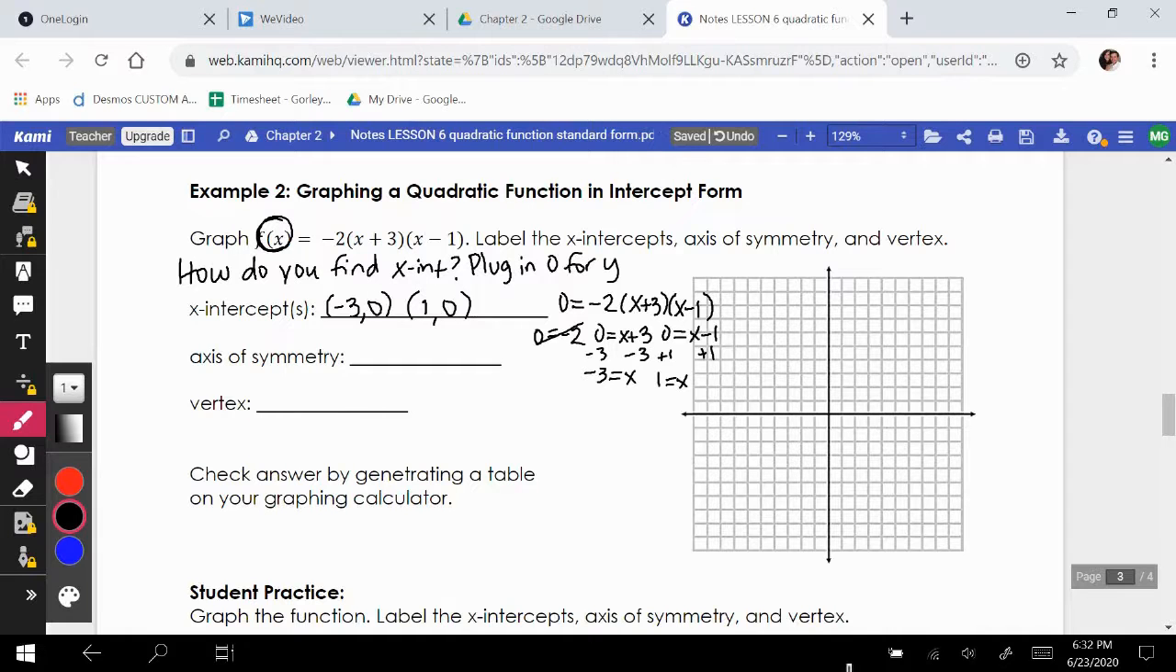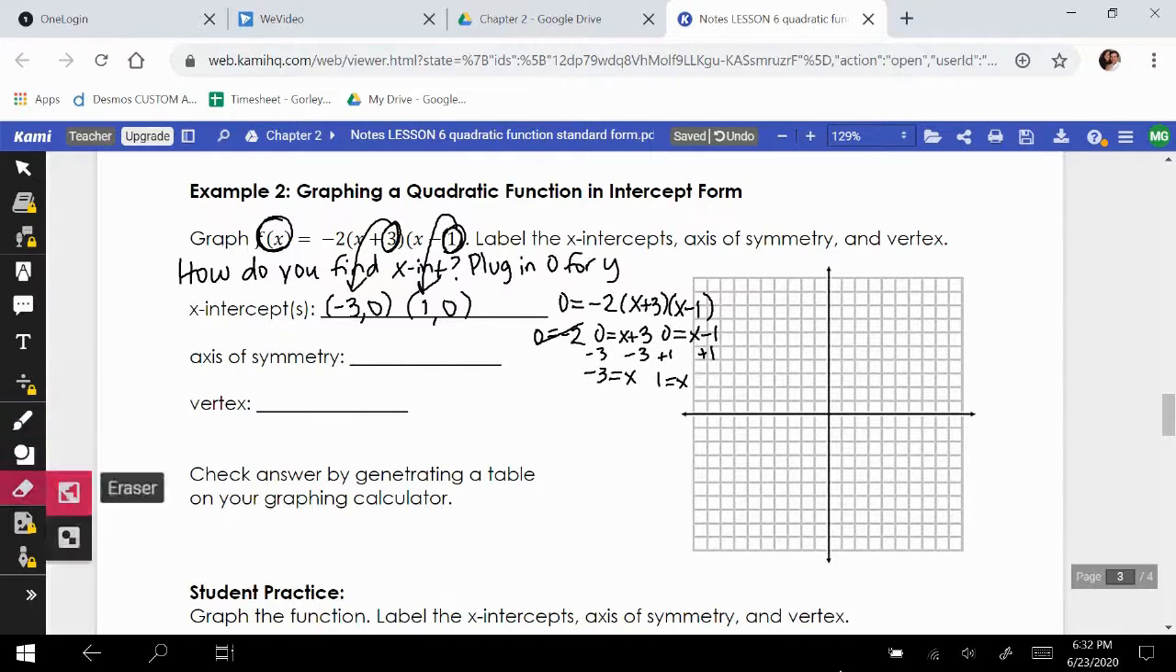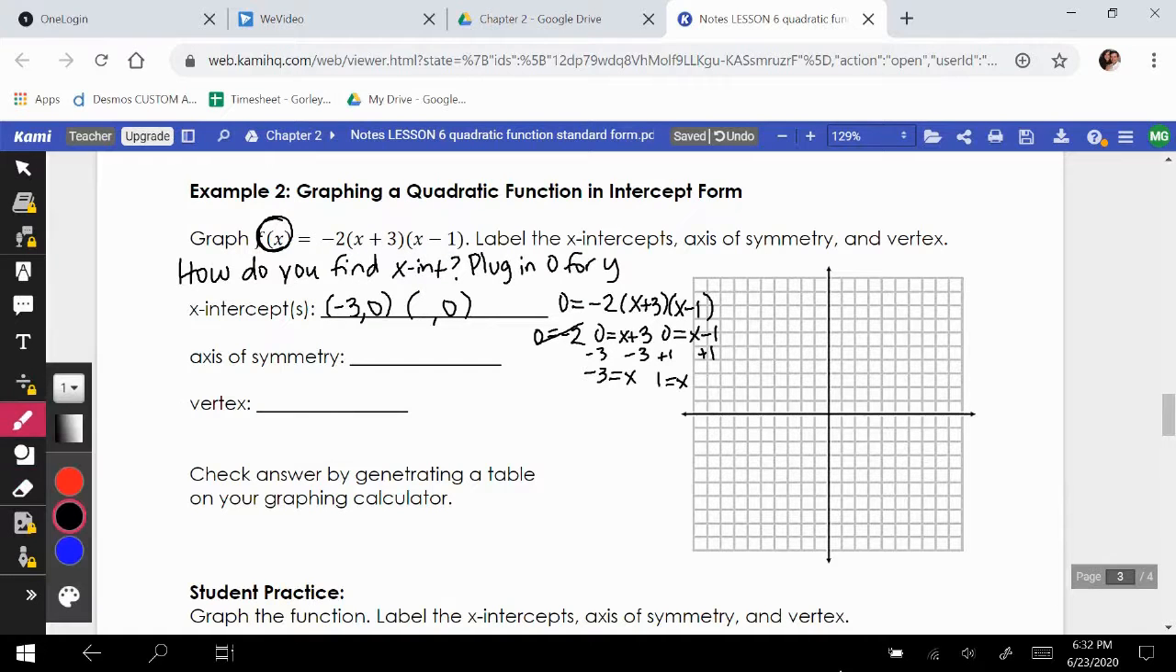Okay, a really quick way to find those is it's really the opposite of what is written here, right? +3 looks like it became -3. -1 looks like it became +1. That's just a quick trick, okay? But remember, anything inside parentheses is typically opposite of what you think. Let's go ahead and graph that, -3, 0, and 1, 0.